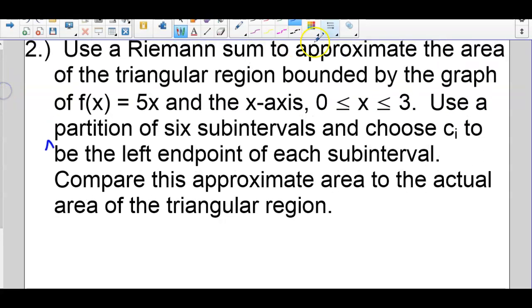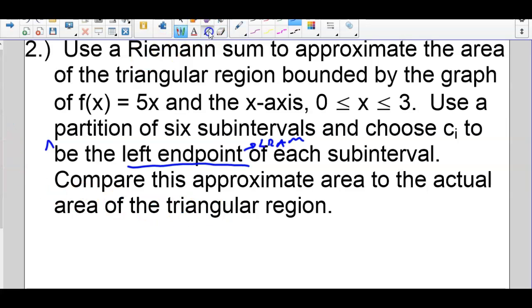So for this one, use the Riemann sum to approximate the area of the triangle region bounded by the graph of f of x equals 5x and the x-axis from 0 to 3. Use a partition of 6 subintervals and choose c sub i to be the left endpoint. Again, left endpoint of the subinterval. So this is telling us that we're going to do the left Riemann sum. Then compare this approximate area to the actual area of the region.